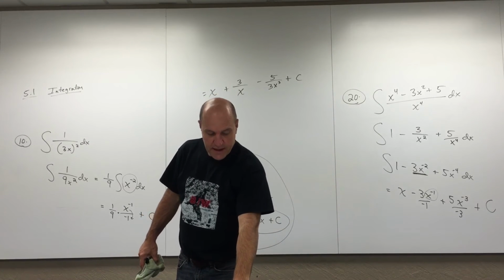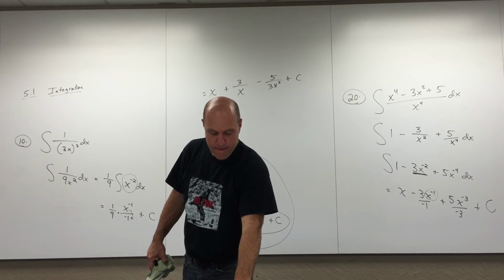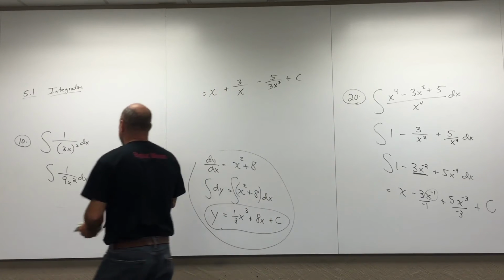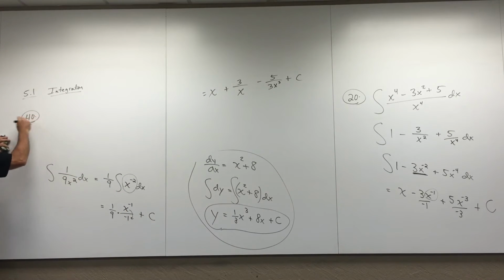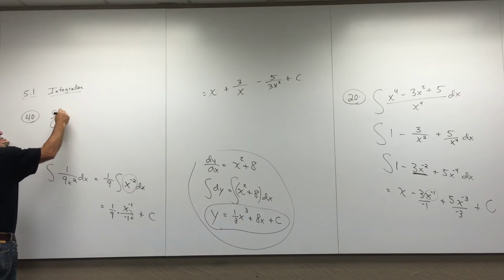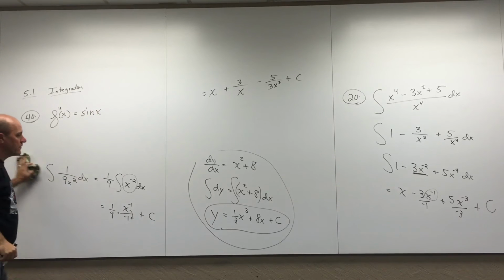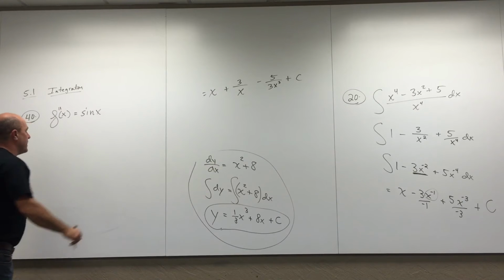Okay, let's do one of these. I want to do this. Number 40. Ready? Check this out. I don't know how good this is, but it's number 40. I did one like this yesterday, but I'm doing another one for you. And number 40, what they give me is F double prime, and they say it's the sine of x. That's their notation.